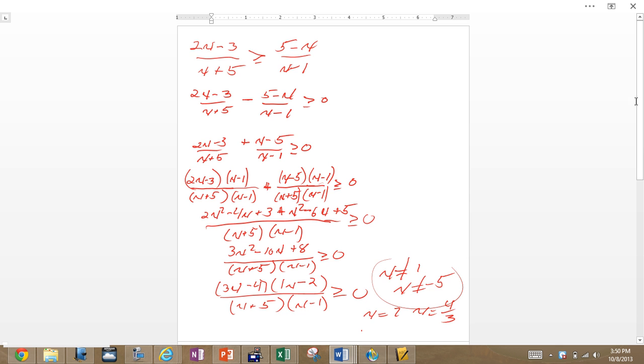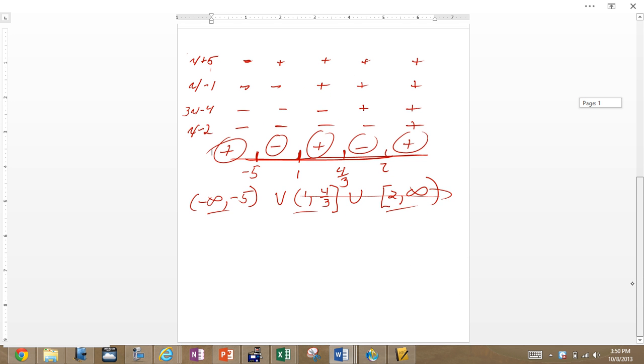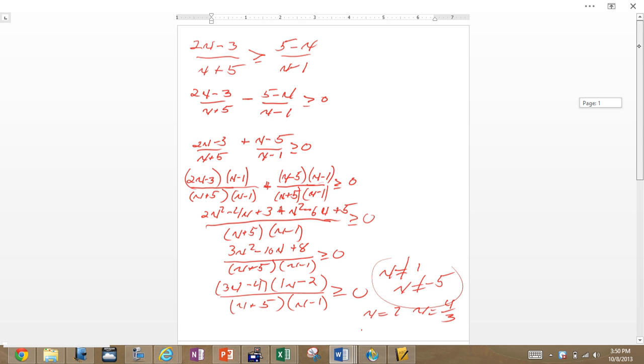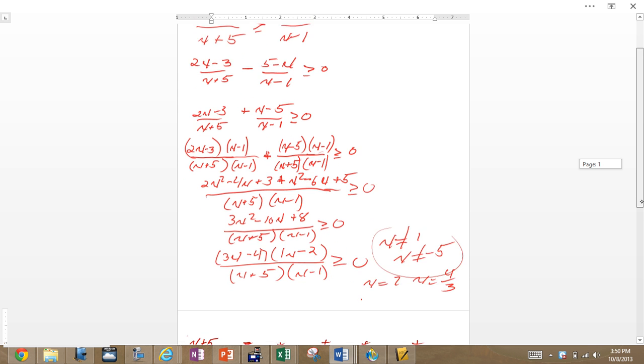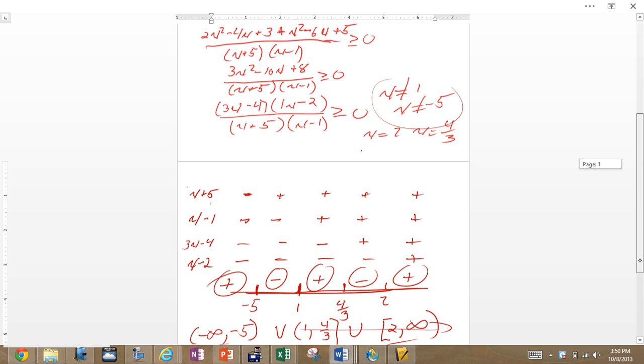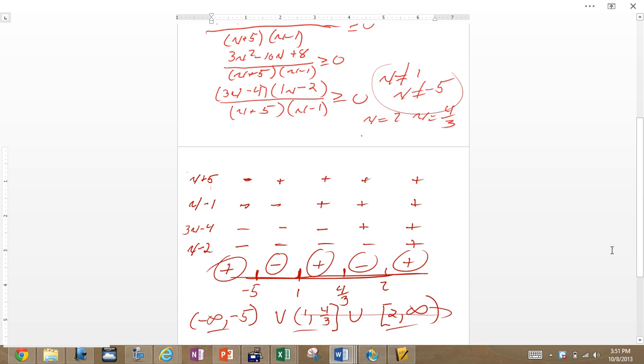And that's how we proceed with that problem. No shortcuts. No shortcuts. Got to pull it over, compare it to 0, put it on a common denominator, simplify, grouping your like terms, foiling, whatever you need to do. Refactoring, getting your factors. All factors are accounted for in the sign table.